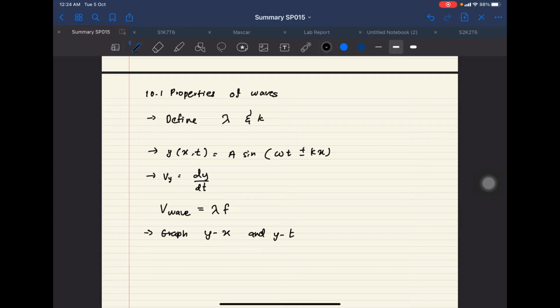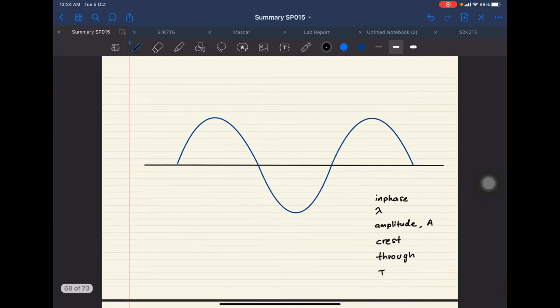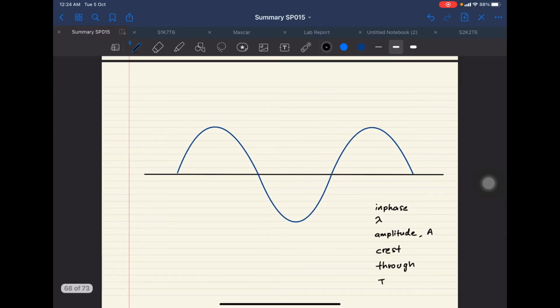Okay, first of all, I would like to introduce some of the key quantities that you will be using in this chapter. First of all, lambda. Lambda is defined as the distance between two consecutive particles which have the same phase in a wave.